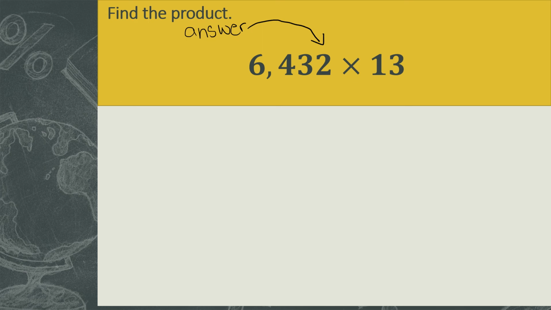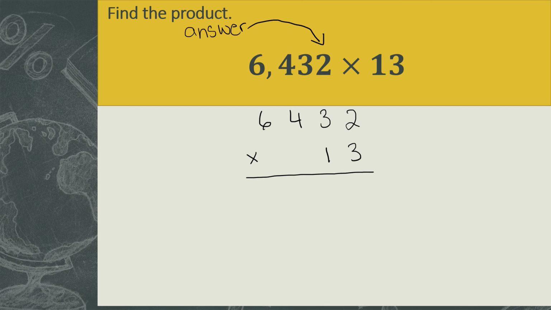So we're actually going to use the standard algorithm to solve this problem. So I'm going to go ahead and write out my 6,432. And again, I like to space out my numbers. If you like them a little closer together or with your comma, go ahead and add that in. But I like to space it out so I can really keep track of what I'm doing and make minimal mistakes. And line up all of my numbers, of course. The first thing we're going to do is take 13 and break it apart.